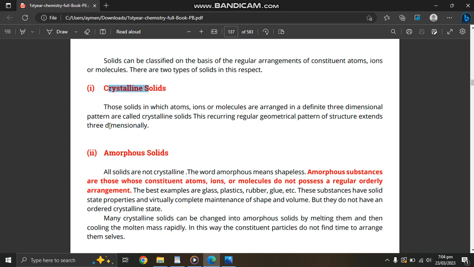So what is a crystalline solid? Those solids in which atoms, ions, or molecules are arranged in a definite three-dimensional pattern are called crystalline solids. This regular geometric pattern of the structure extends three-dimensionally.